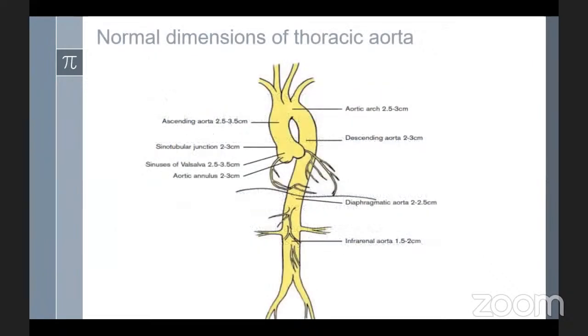So we're going to start with the normal dimension of the aorta. As you can see here, the ascending aorta is usually 2 to 3 centimeters, 2.5 to 3 centimeters. Descending thoracic aorta is usually 2.5 to 3 centimeters. This is the normal diameter of the aorta. Descending thoracic 2 to 3 centimeters. Abdominal aorta till the diaphragm is 2.5 centimeters.